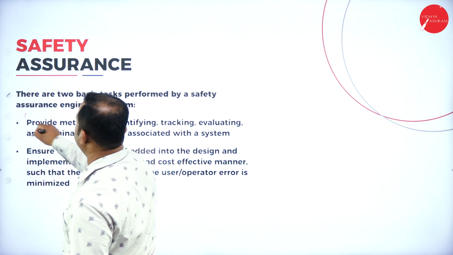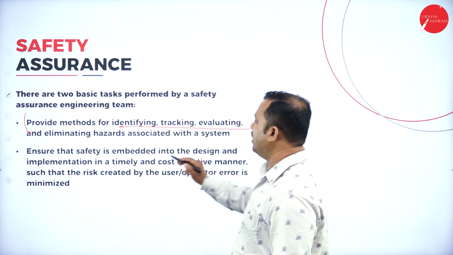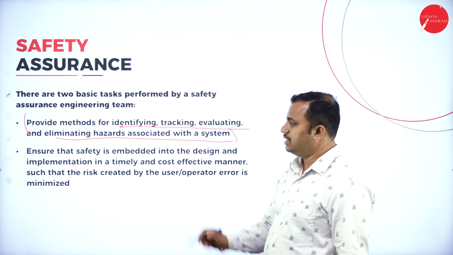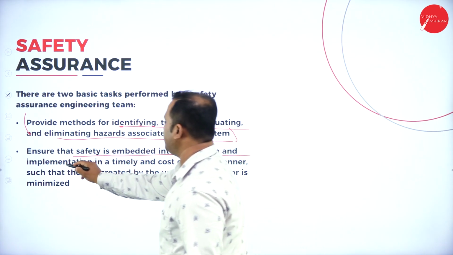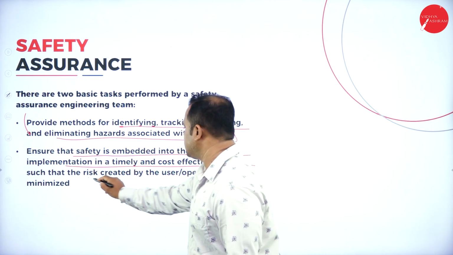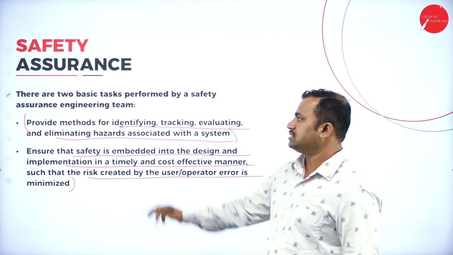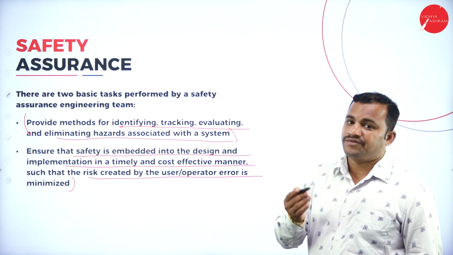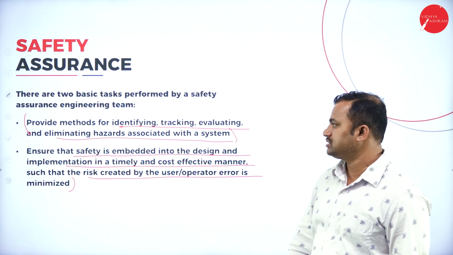Safety assurance includes providing methods for identifying, tracking, evaluating and eliminating hazards associated with the system. The second point is to ensure that safety is embedded into the design and implementation in a timely and cost-effective manner, such that the risk created by user or operator error is minimized. That is called safety assurance. Safety assurance also includes cryptography, which I have already discussed.